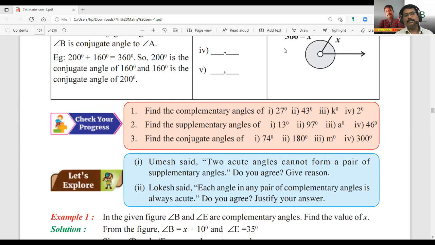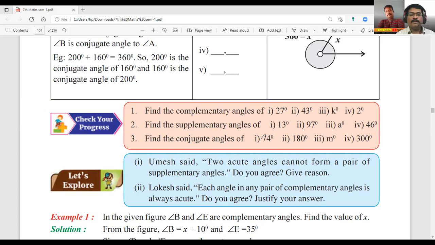Okay, clear all drawings. So if the two angles' sum is 180 degrees, then we call them supplementary angles to each other. Next, conjugate angles. Conjugate angles are nothing but if the two angles' sum is 360 degrees, then we call them conjugate angles to each other. If one angle is x, then its conjugate angle is 360 minus x.